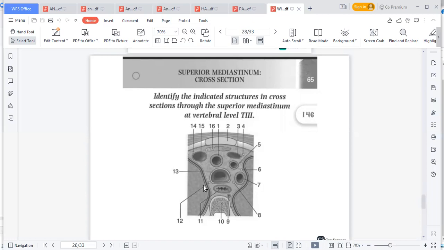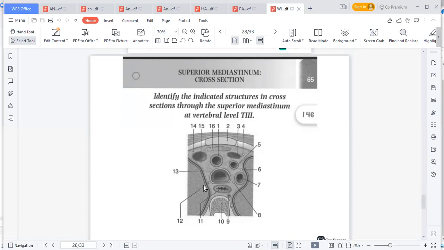Number two, what's that? Number two is the sternum, but which one specifically? The manubrium of the sternum, because we said the sternum divides the superior mediastinum into two. It divides the superior and the inferior. So everything that is there on top is part of the superior. Therefore, two will become the sternum. But which part of the sternum? The manubrium of the sternum, number two.